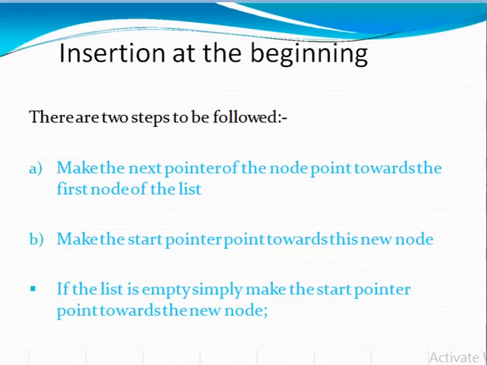Insertion at the beginning. There are two steps to be followed. If you follow these two steps, you can insert a new node at the beginning of the linked list. Make the next pointer of the node point towards the first node of the list, and make the start pointer point towards the new node. It means we have to change only one address in the linked list because we have to insert the node at the beginning. Whatever element was present earlier in the linked list, we have to give that particular address to the newly inserted node.